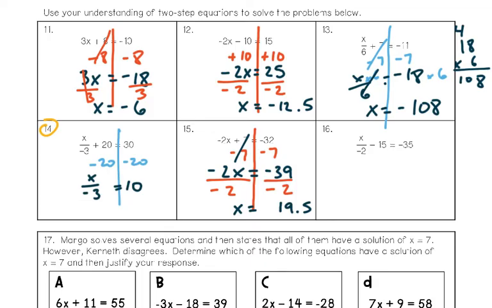Hopefully you at least got to this point. If you're stuck here, I just want to remind you that that's a divide by negative 3, so we need to do the opposite of divide, which is to multiply. And when we do that, we end up with x equals negative 30. You can plug that answer back in to check.